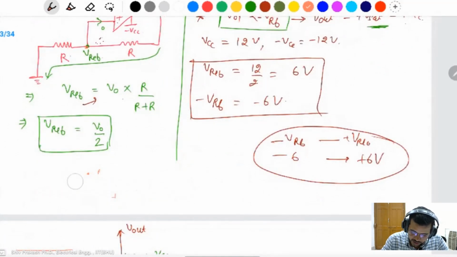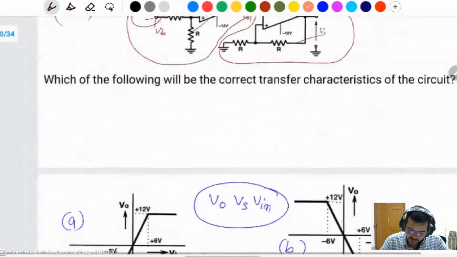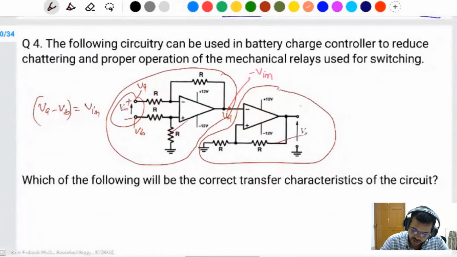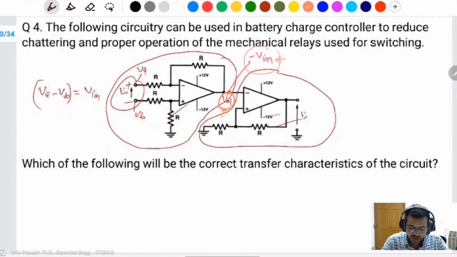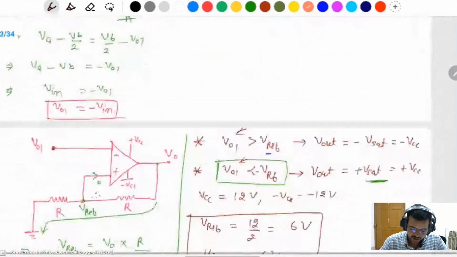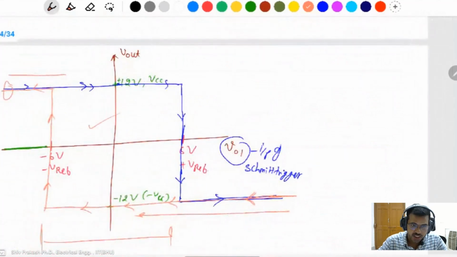Okay, coming to the question. This one is the question. I will take V naught 1 as the input of the Smith trigger, but V naught 1 is the negative of the V in our question. If this negative is not there, then this is the answer. This is your answer to this question.